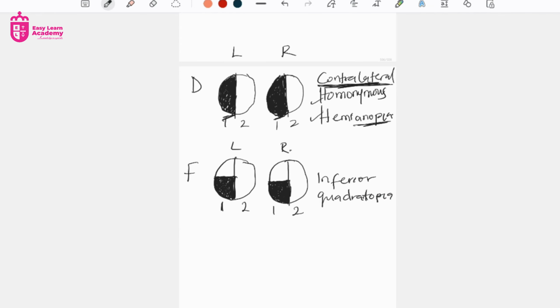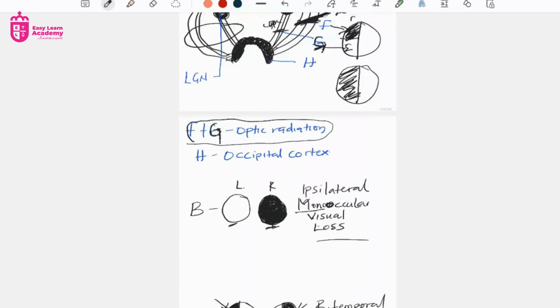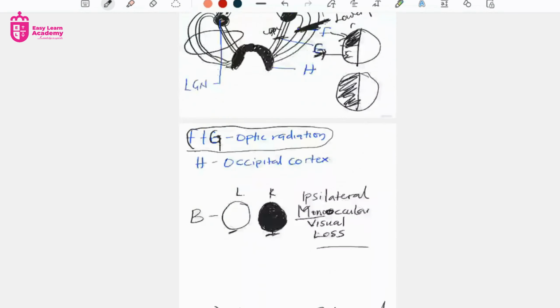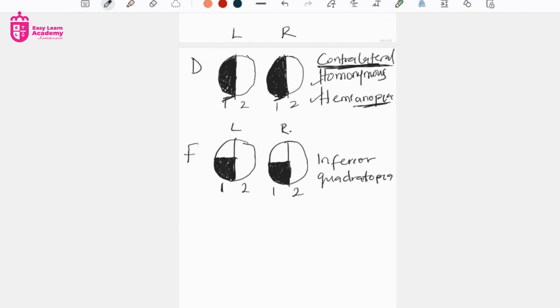Now, would you say this is contralateral or ipsilateral, knowing where the lesion is? The lesion is on the right. Ipsilateral or contralateral? It's still contralateral. So that's it. Contralateral inferior quadrantanopia. Is it easy?